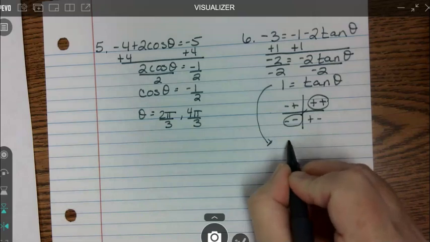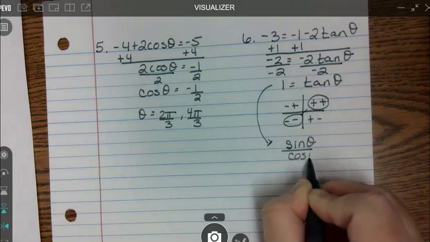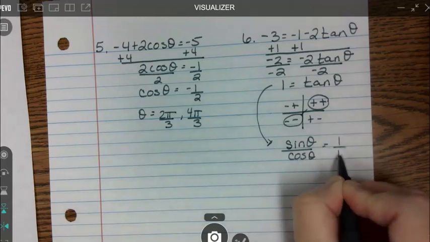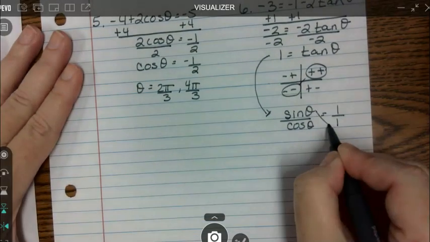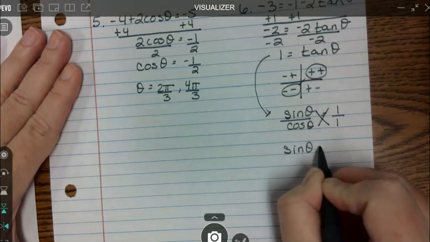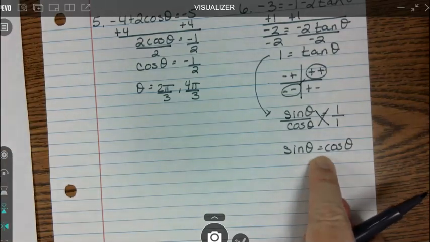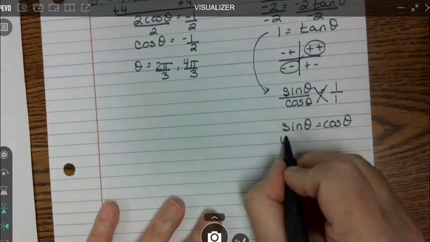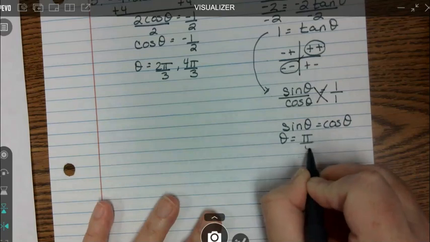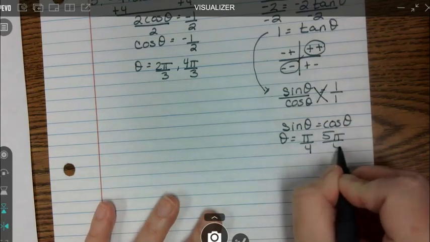So tangent is sine over cosine. And to turn 1 into a fraction, we just put it over 1. Cross multiply, and we get sine theta equals cosine theta. And this tells me sine and cosine have to be equal. And that occurs at pi over 4 and 5 pi over 4.